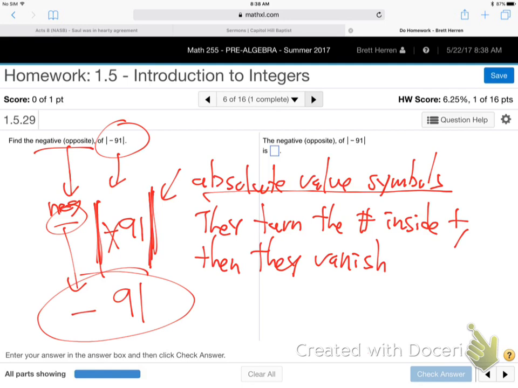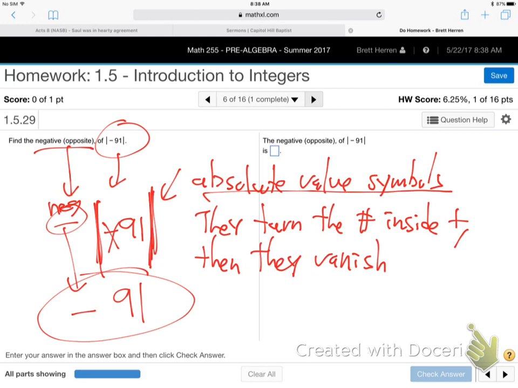That's different than parentheses. Parentheses would not do that. Parentheses would just leave the minus there. But absolute value straight lines get rid of the minus in between and then vanish. But the minus in the front stays to the end. So the final answer is negative 91.